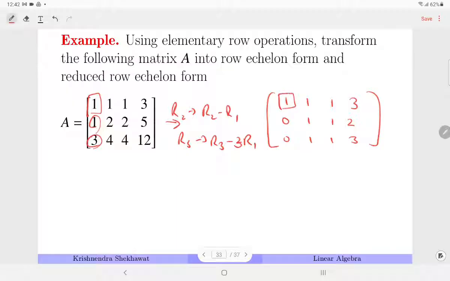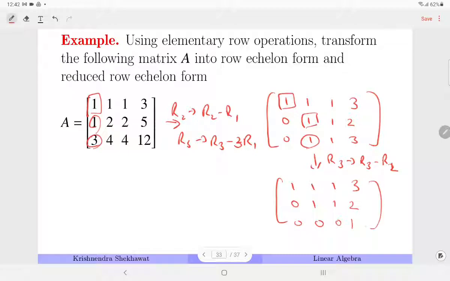So this gives me 1 1 1 3, 0 1 1 2, 0 1 1 3. Now below this pivot entry all entries are 0. Look for the next pivot entry. Now I have to make this one 0. So I simply reduce R3 to R3 minus R2. That gives me 1 1 1 3, 0 1 1 2, 0 0 0 1. So now this is REF.